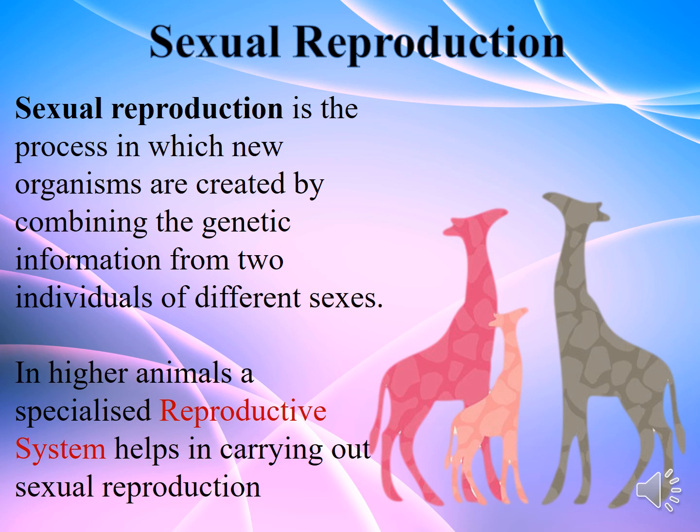What is sexual reproduction? As you already know, sexual reproduction involves two sexes, that is, male sex and female sex. In higher animals, a specialized reproductive system helps in carrying out sexual reproduction. What is reproductive system? It is a group of organs which help in reproduction.